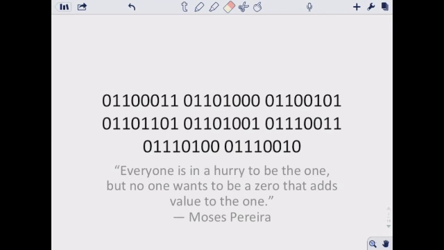Okay, welcome to the first lecture in Unit 7. We're looking at a binary code here, which represents the word chemistry. The quote that we have is that everyone is in a hurry to be the one, but no one wants to be the zero that adds value to the one.